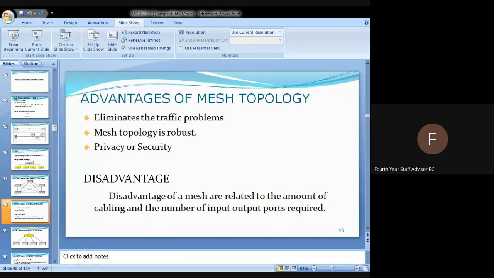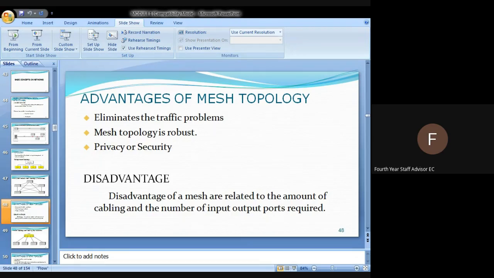It eliminates the traffic problems. What do you mean by that? See, since only two devices have a dedicated link, you don't have much traffic in that, right? So the traffic problem is eliminated in a mesh topology.